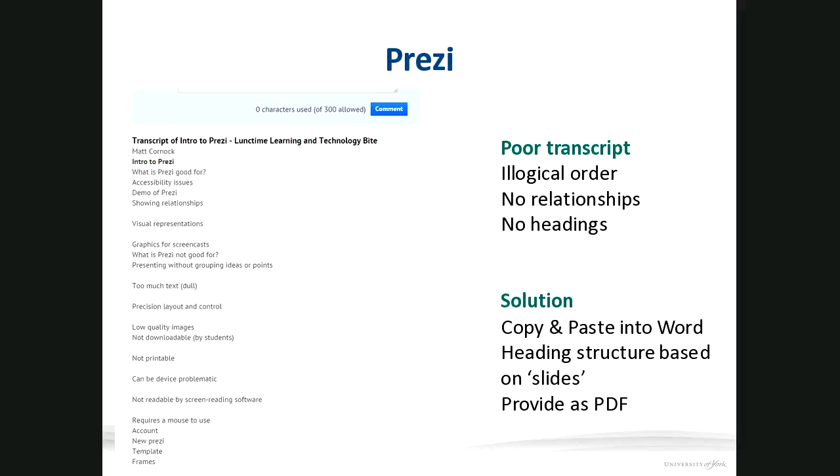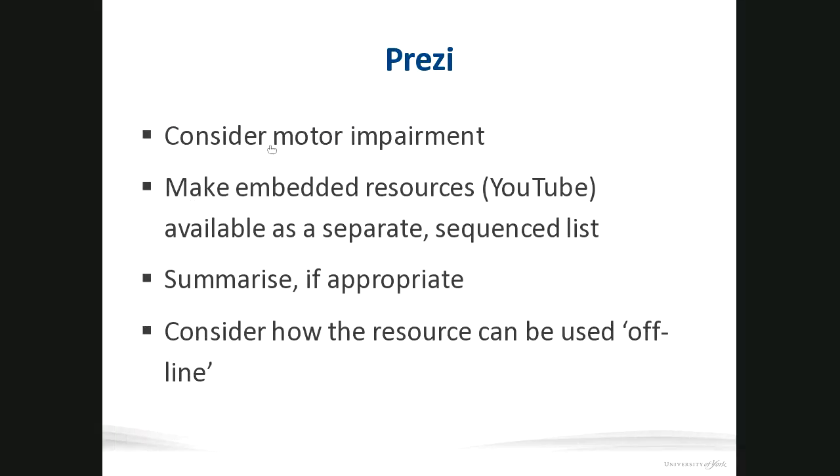So when you are using Prezi, consider the motor impairments, whether a student can or can't use a mouse, how they interact with that particular Prezi. Make the embedded resources available separately. For example, you can put YouTube videos within Prezis; you can create a separate YouTube playlist and provide that as a separate link. Summarize the Prezi if it's appropriate. So if it's a Prezi that's supposed to be showing a particular process, then summarize that in text format.